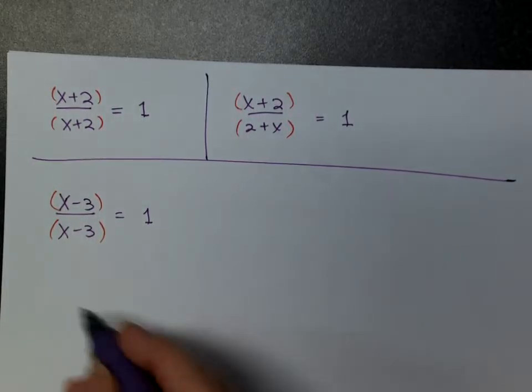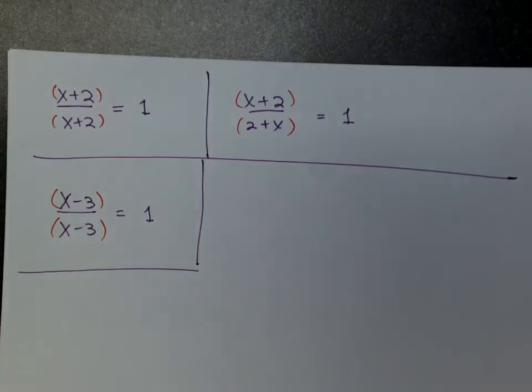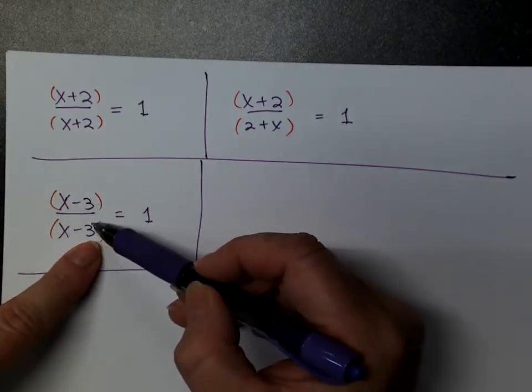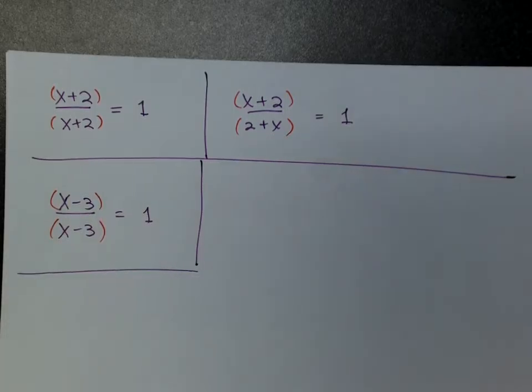So as long as the numbers are the same. The numbers and the signs. Yeah, these are both positive x's and both negative 3's. Those are exactly the same. It's a binomial over itself. Anything over itself cancels out to 1.